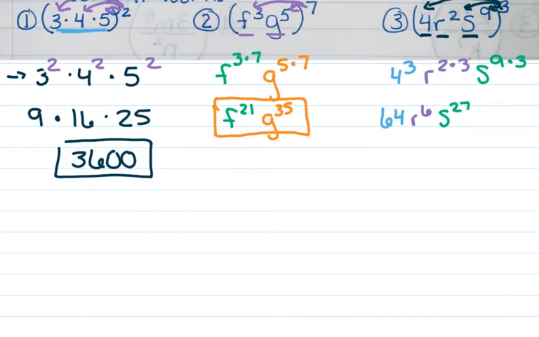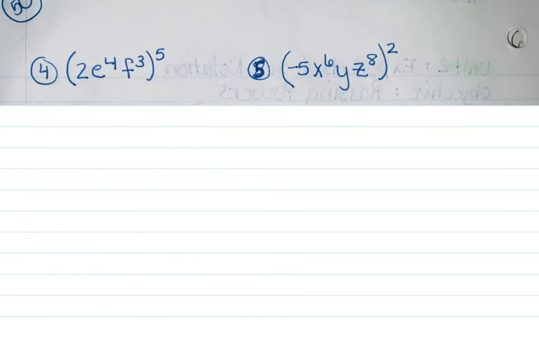So this problem simplified to 64r to the 6, s to the 27. Let's just look at a couple more. So you can see each time we're just getting a little bit more complicated. So it's always a good idea to recognize how many bases you have. So I have 3. I've got 2, e, and f. So that means I'm going to get 2 raised to the 5th.